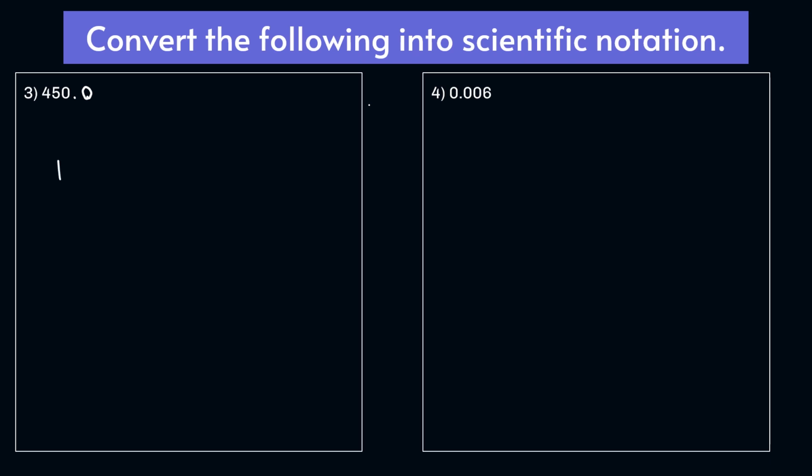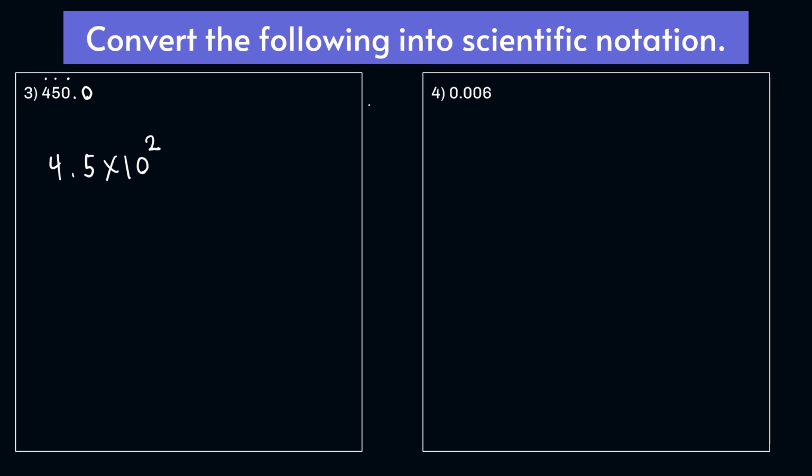That's going to become 4.5 times 10 to the, and before my decimal I have 1, 2, 3. So that means that I'm going to then subtract 1. So my exponent is going to be 2. So I'm going to have 4.5 times 10 to the second. Again, you can check that in your calculator as well.